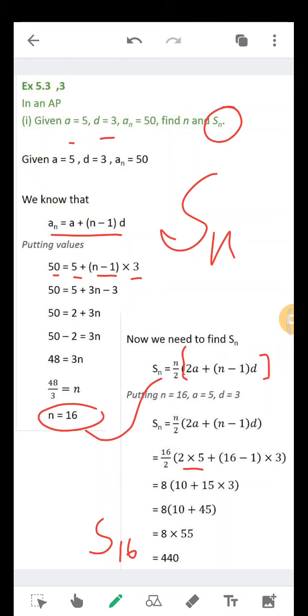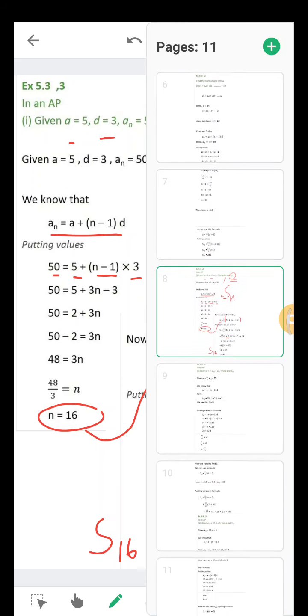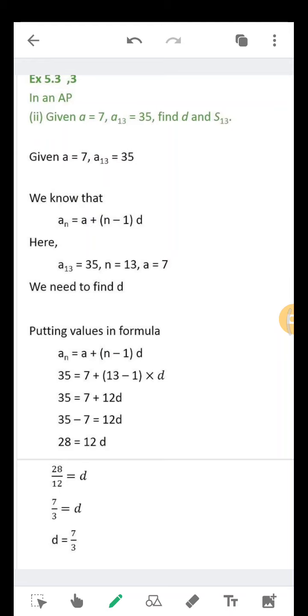Okay, s of n, he asked us to find s of n, but what is the n value? 16. So we'll find s16. The sum of 16 terms of this series is 440. So this way you can easily do all the bits by applying the formula which I have given.